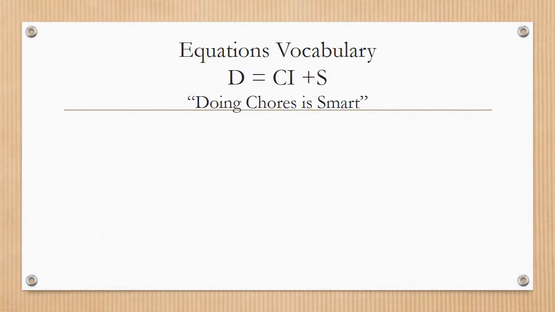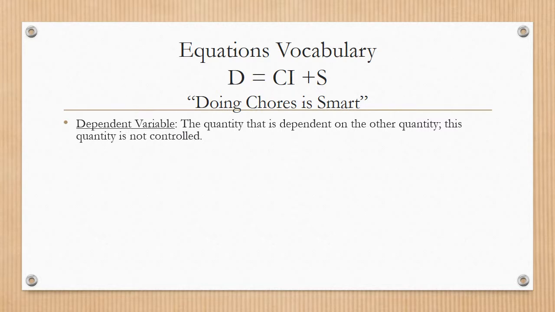So "doing chores is smart" is written D equals C times I plus S. The D, like we said, stands for dependent variable. That's the quantity that's dependent on the other one. It's not being controlled. Right? So I can't change this quantity. It all depends on what the other quantity is.